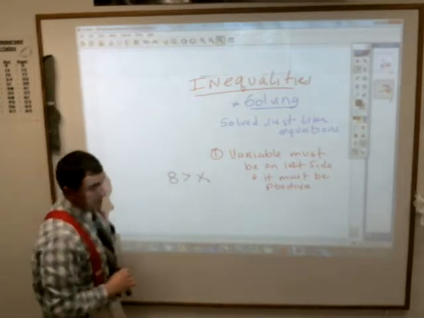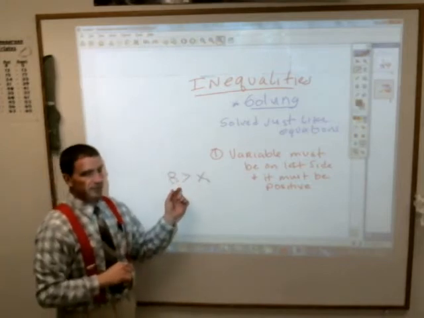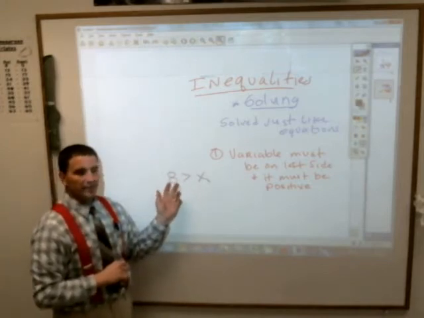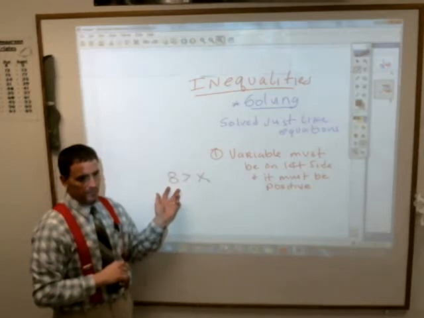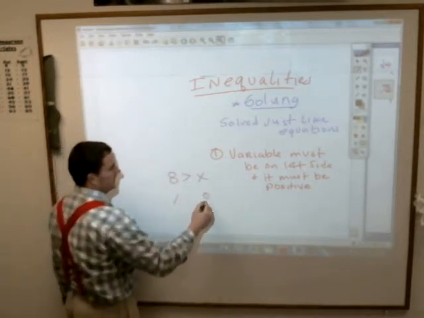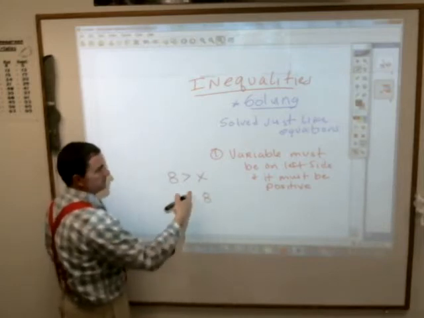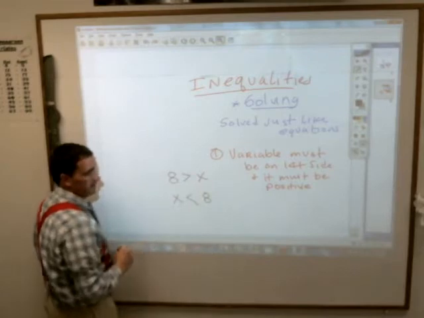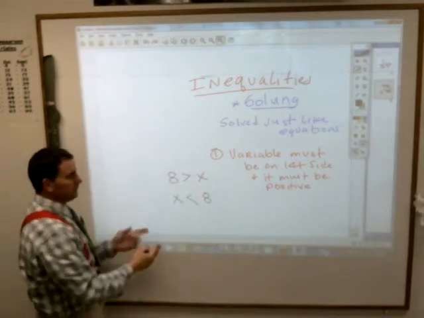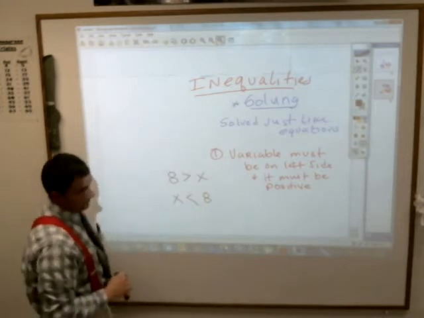But what you have to remember is, back in the day, we talked about this being like an alligator thing. The alligator eats the bigger thing. So if you flip the x and the 8 around, it doesn't change the value of those things. The alligator still wants to eat the 8 because it's still bigger. So if you flip-flop a variable from one side to the other, you have to change the sign.